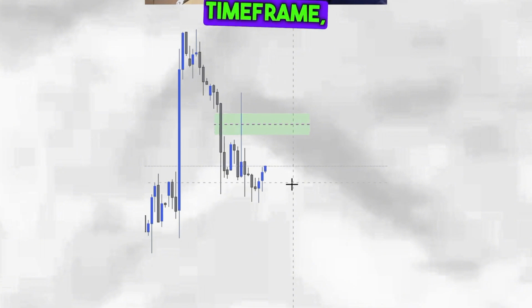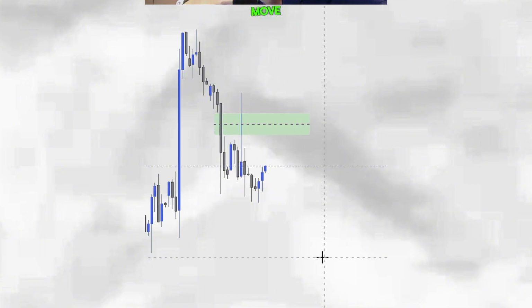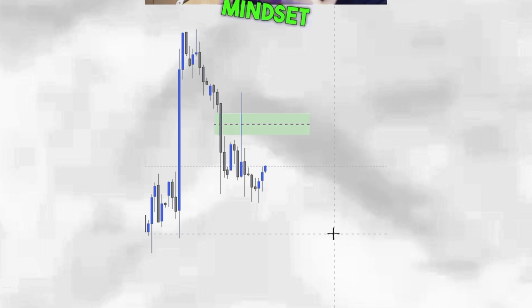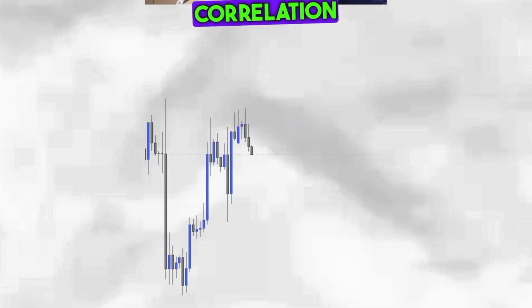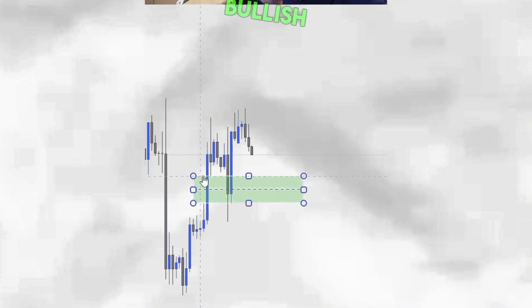So on a smaller time frame, I would be looking for price to move lower at the moment, which basically means now I'm looking at a potentially bearish DXY. When I go and analyze Euro USD, I am automatically going there with the mindset of I am looking for bullish moves. So when I get up the Euro USD chart, you can see they work in correlation with each other because we're respecting this bullish fair value gap.